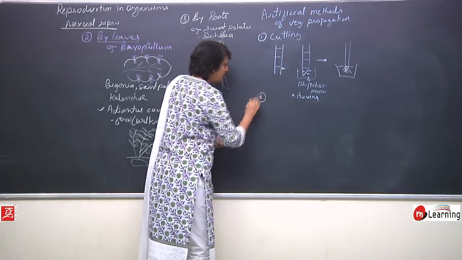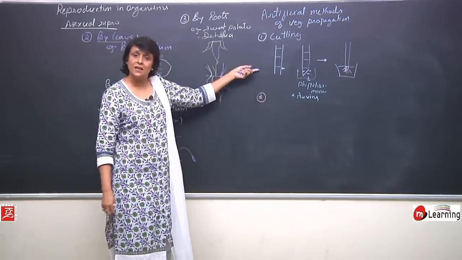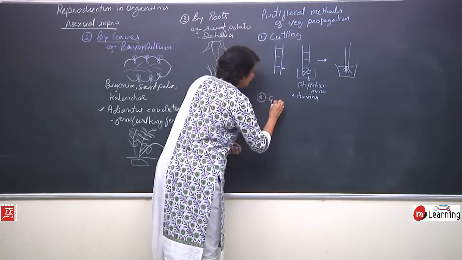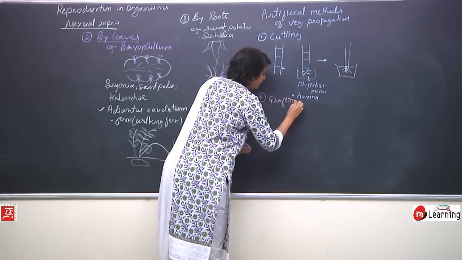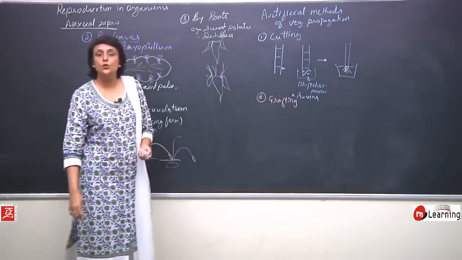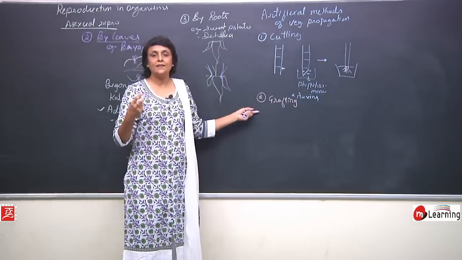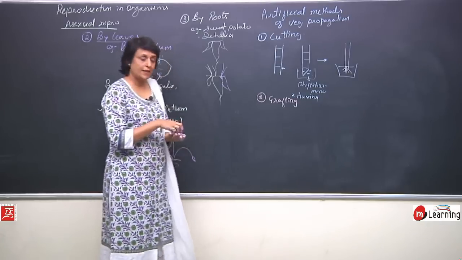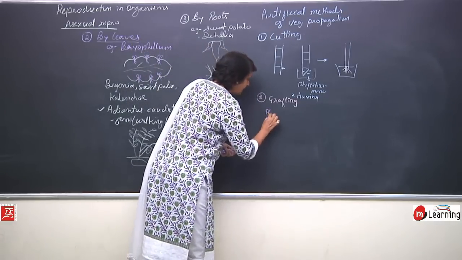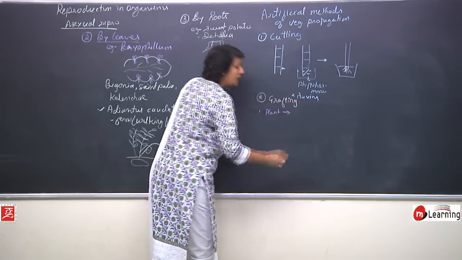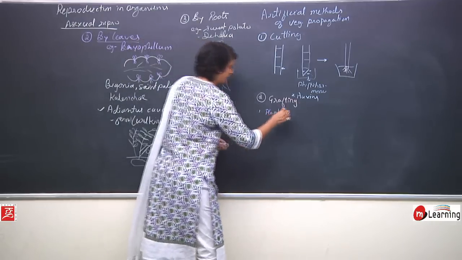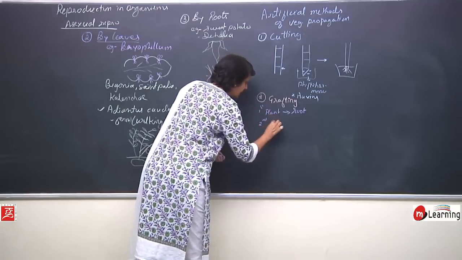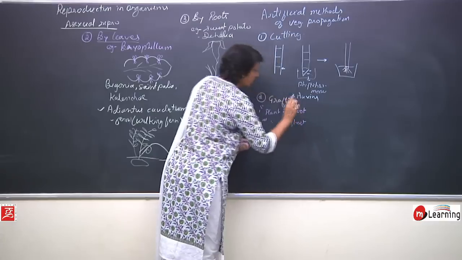The second method, again it comes under artificial propagation. The second method is grafting. Grafting is normally used to combine the characteristic features of two plants or maybe more than two plants. In grafting, one plant gives its root system and the second plant gives its shoot system.